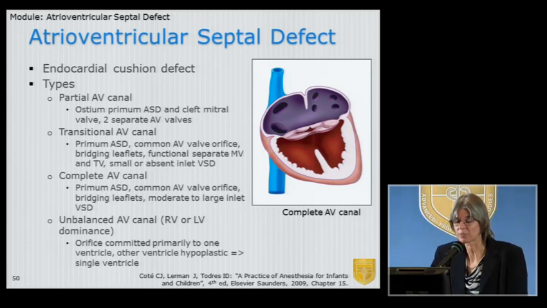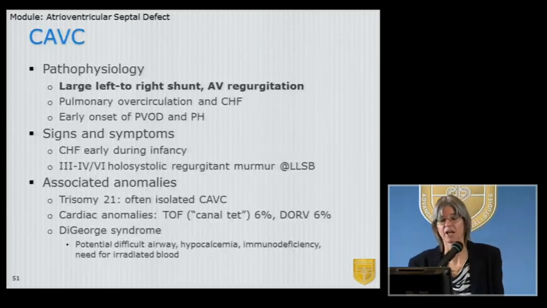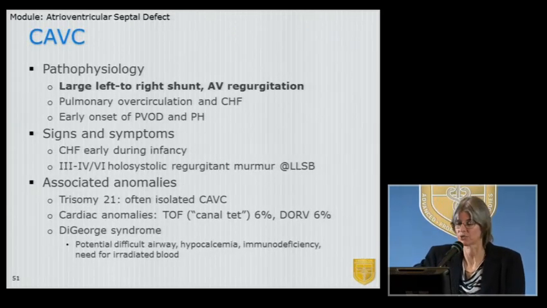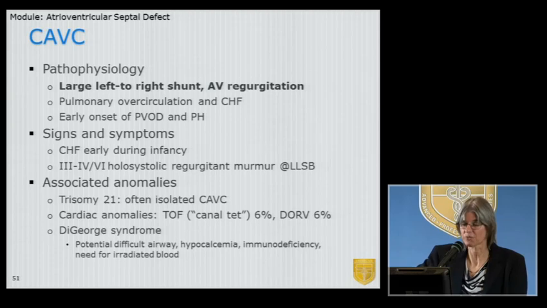And then we talk also about an unbalanced AV canal. This is when the orifice of the AV valve is directed towards one ventricle and the other ventricle is basically hypoplastic. And these are considered single ventricle lesions and they have to go down the single ventricle pathway. What's the pathophysiology? Yes, you guessed right. It's a left to right shunt, but also significant AV regurgitation plays along because you don't have competent AV valves. They early on develop pulmonary overcirculation and congestive heart failure and get early onset of pulmonary vascular occlusive disease and pulmonary hypertension.